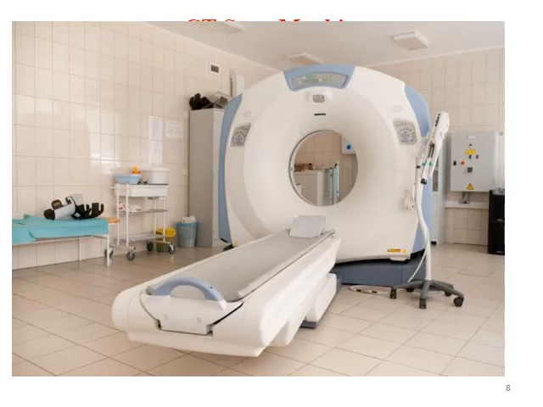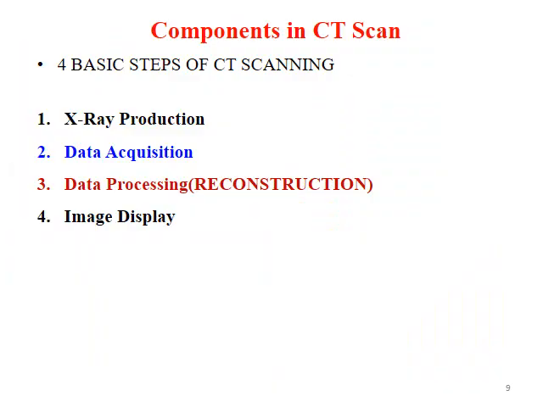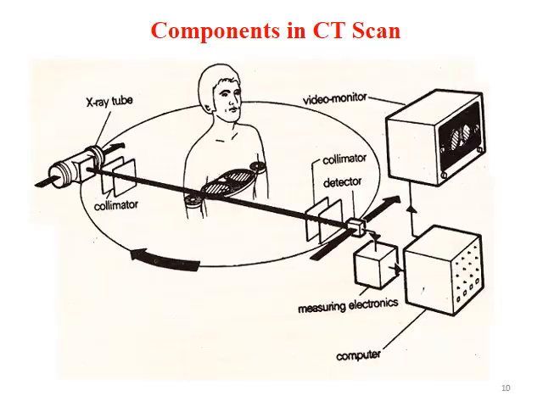And this is the CT scanning machine. The components in a CT scanner for the basic steps of CT scanning are X-ray production, data acquisition, data processing or reconstruction of the obtained data, and image display. This is the basic block diagram of a CT scanning machine. In CT, X-rays from a finely collimated source are made to pass through a slice of the object or patient from a variety of directions. The X-ray tube, collimator, measuring electronics and video monitor are shown here.